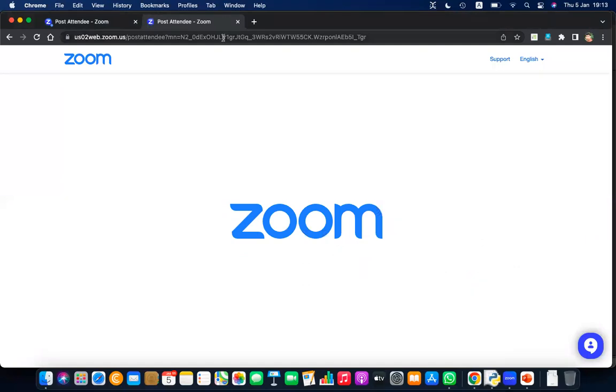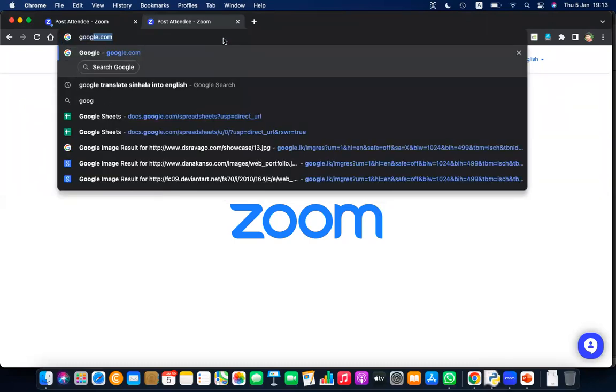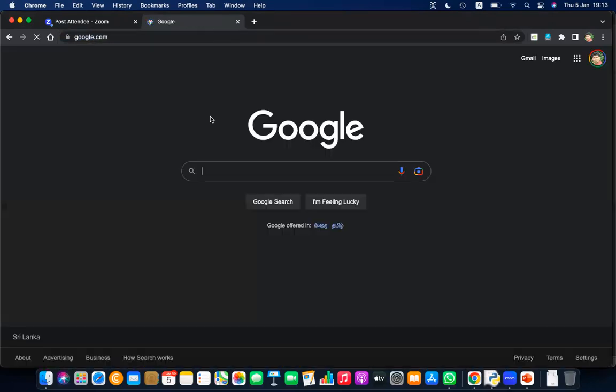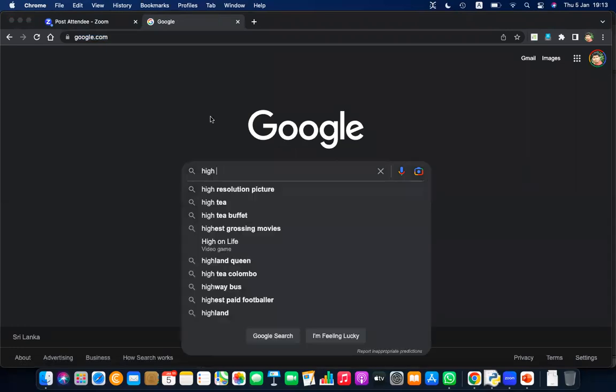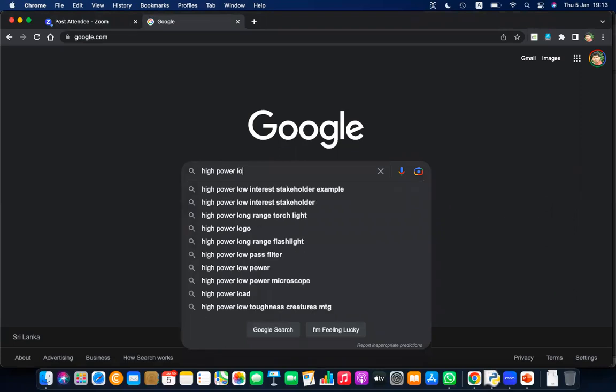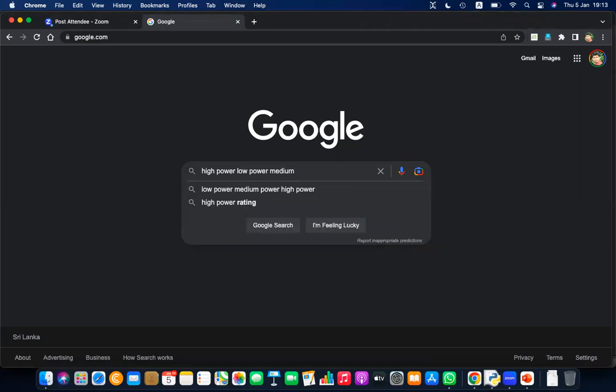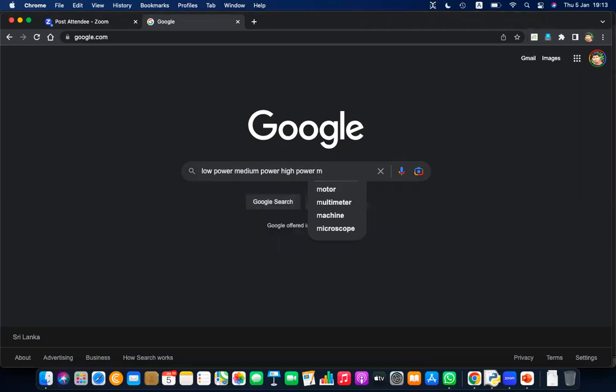Because when you're practically using a microscope, you need to know about high power, low power, and medium power. No, right? Okay, Google it. Let's Google it. High power, low power, medium power in microscope, right? So what are they?